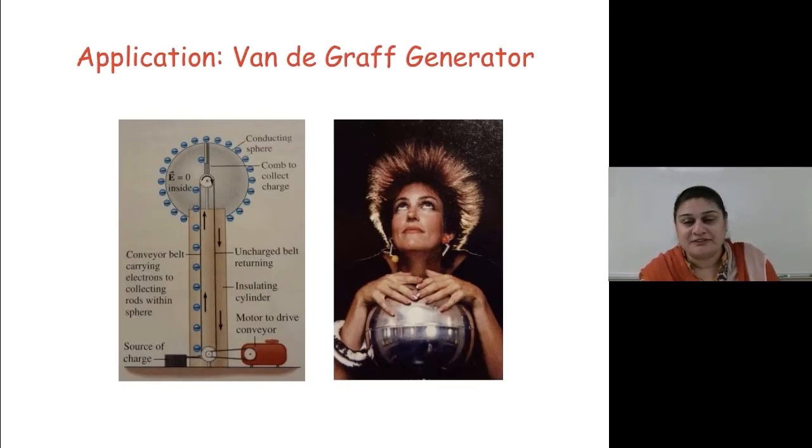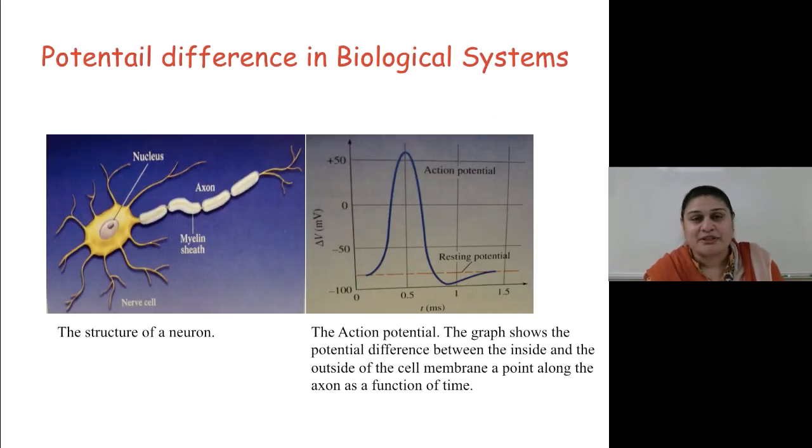So Van de Graaff generators are some of the applications of potential. I hope you've all played with this or seen this. If not, just type in Van de Graaff in Google and it will show you hair-raising experiments that people do. Potential difference in biological systems: if you were to look at a neuron, the action potential is the graph of the potential difference inside and outside the cell membrane at a point along the axon as a function of time.